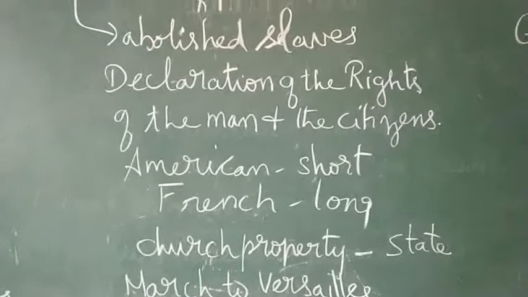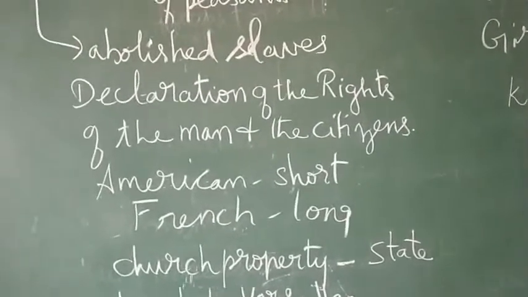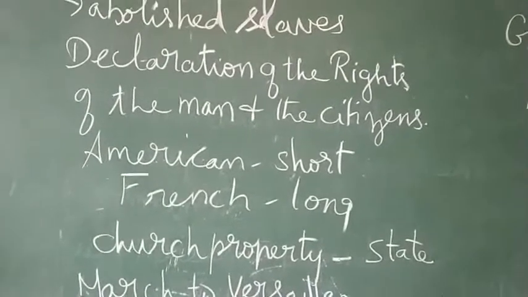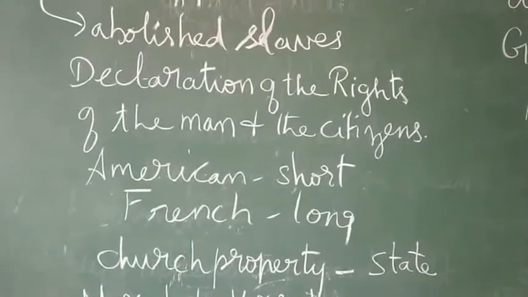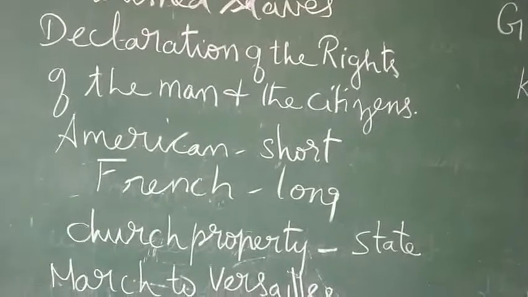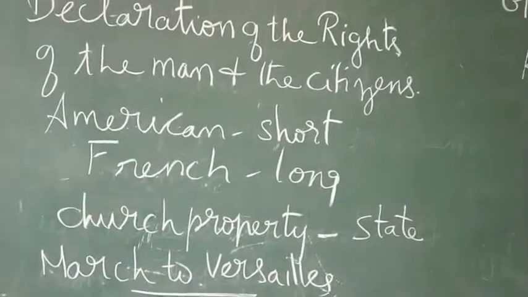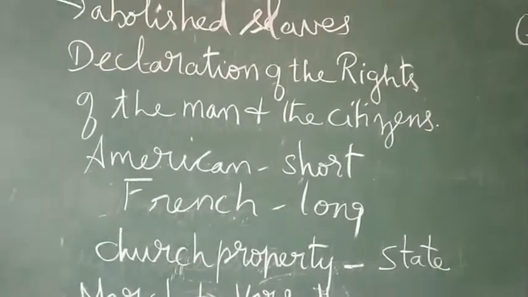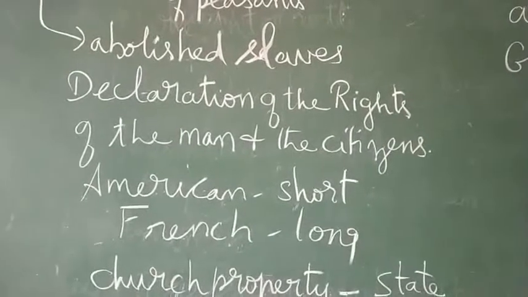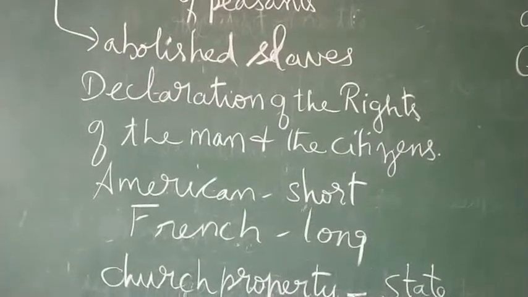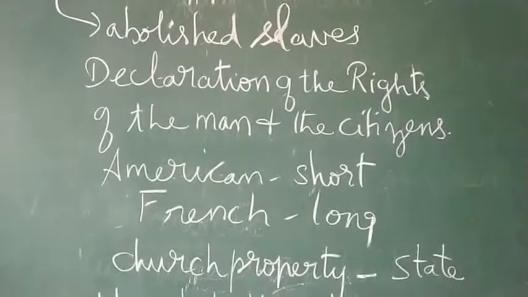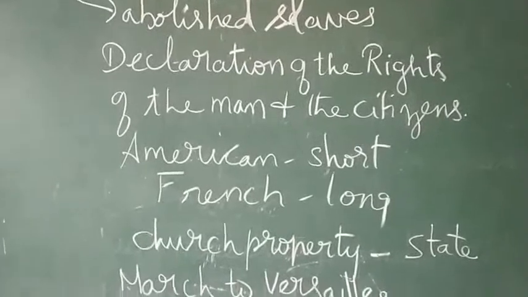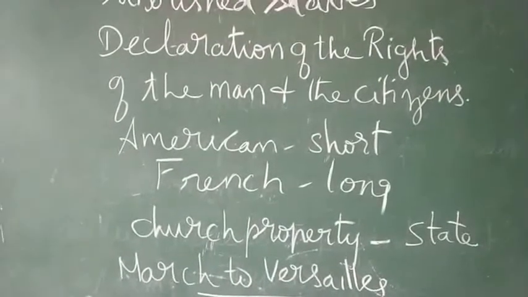The assembly brought many reforms. The property rights of the church were transferred to the state. The new division of France was created as 80 departments. The old feudal system was stopped. And the new system of law courts, everything they formed. This is about the National Assembly.